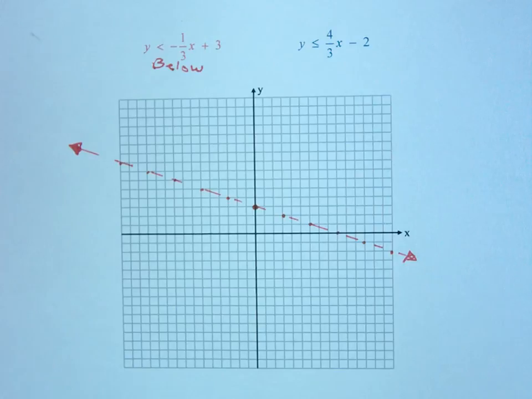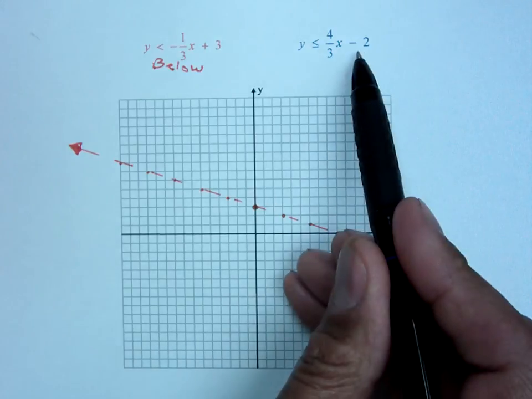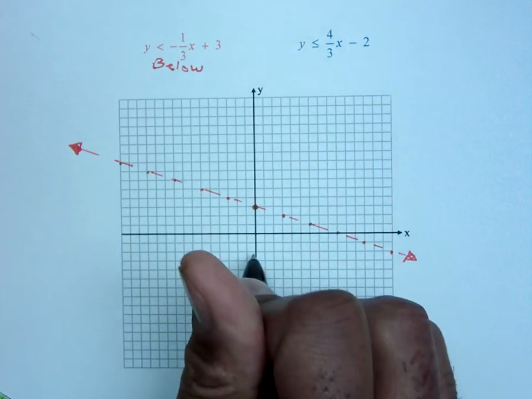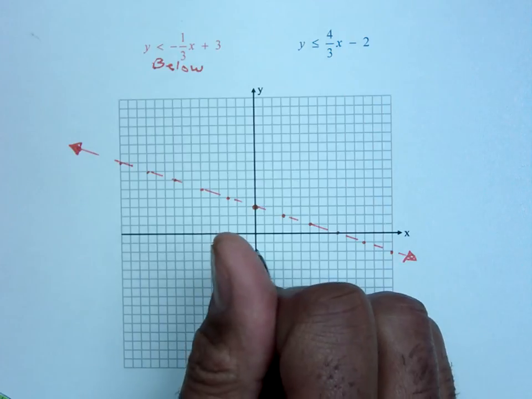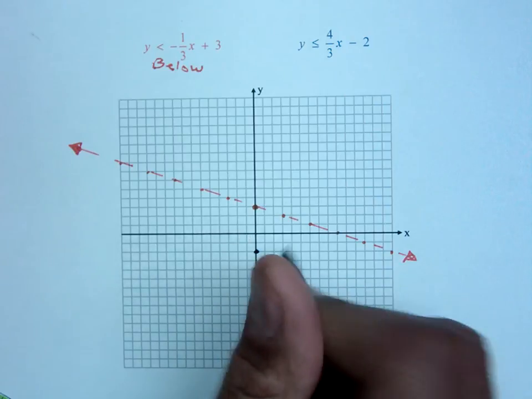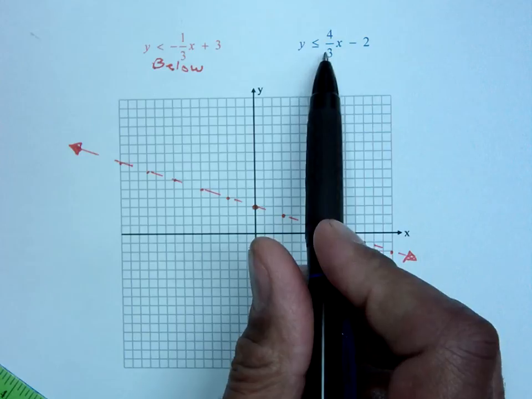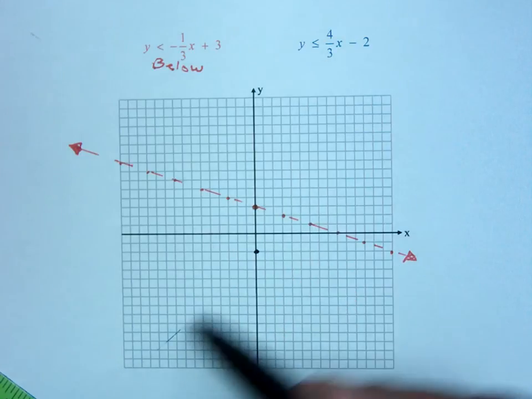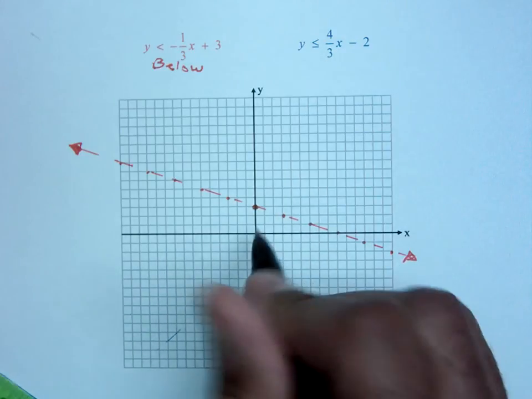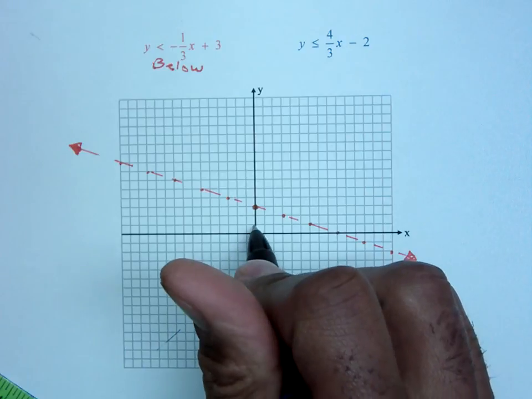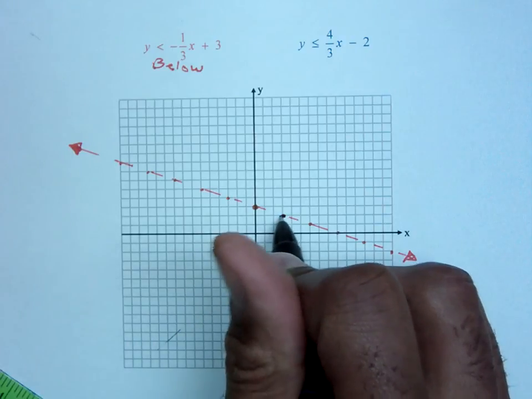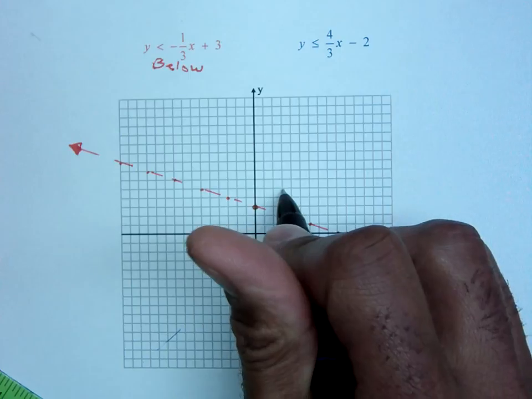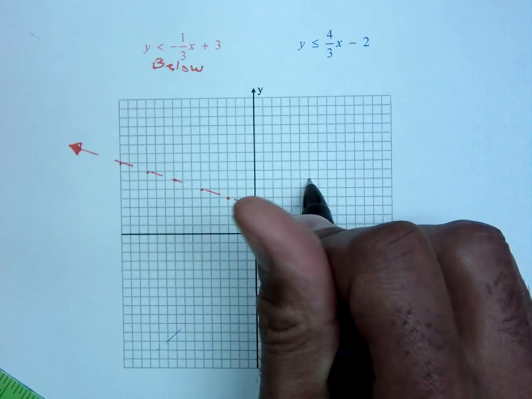Now let's work on the blue inequality. Our intercept here is negative 2. Here's negative 2, the y-intercept. And our slope this time is positive. To be specific, it's positive 4/3. So it's going to be going upward. It's going to go up 4 and over 3. We already have a point there. Up 4 and over 3. We're going to keep doing that till we run out of room.